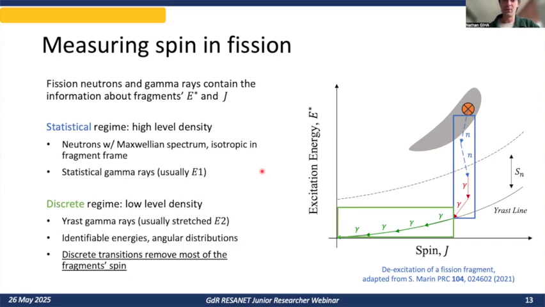What does remove most of the fragment spin is these discrete gamma rays, and they have some really nice properties for us to measure. They have identifiable energies, and especially for the more common fission fragments, we know the level schemes very well in this regime. So we can do spectroscopy to identify these transitions that remove most of the fragment spin.